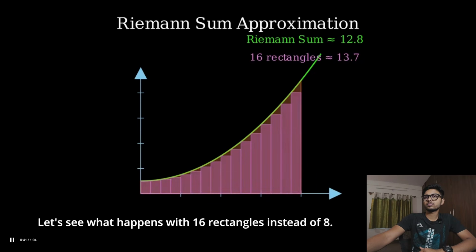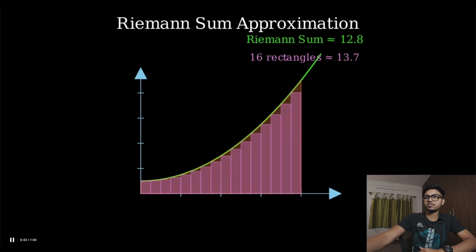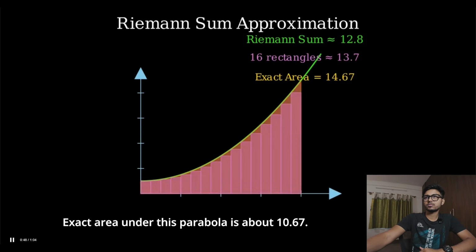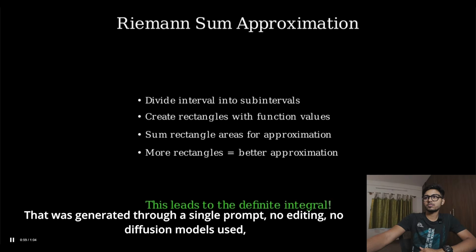Let's see what happens with 16 rectangles instead of 8. The exact area under this parabola is about 10.67. Add more rectangles.